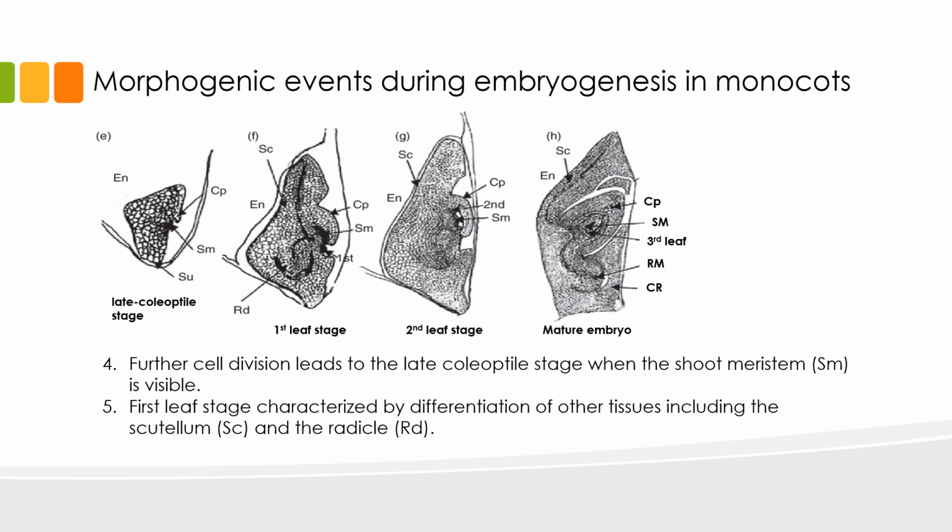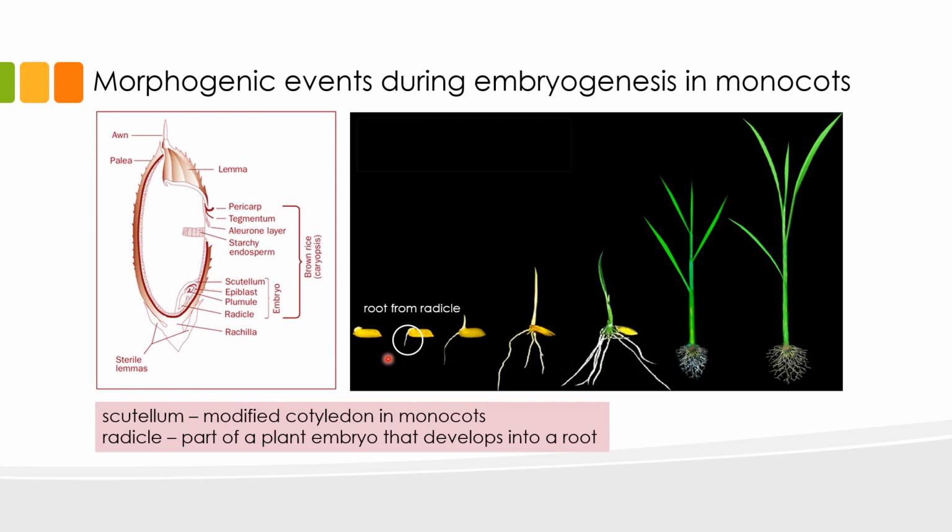The scutellum is the equivalent of a modified cotyledon in dicots, while the radicle is just another term for embryonic root. In this right panel, we have a seed with a small structure protruding from it. That is actually the radicle. As the seed becomes autotrophic, the radicle develops into a complete root system, just like what you can see here.